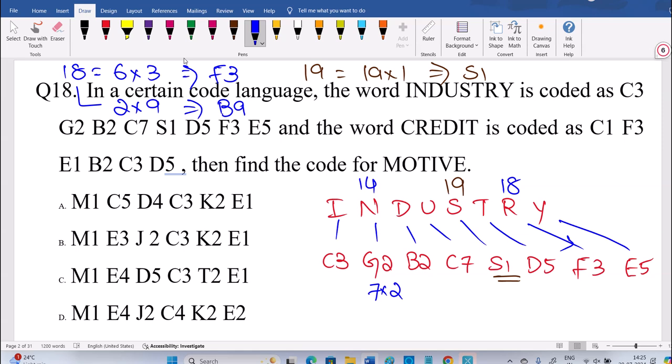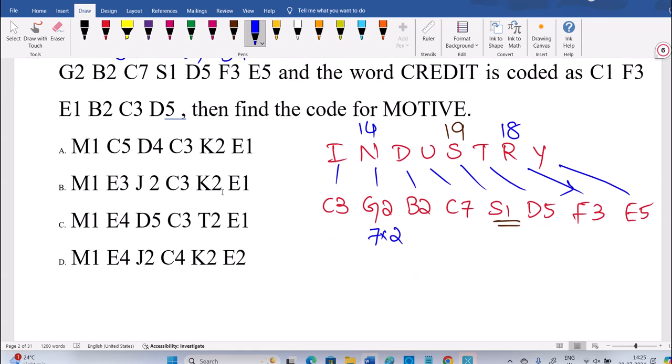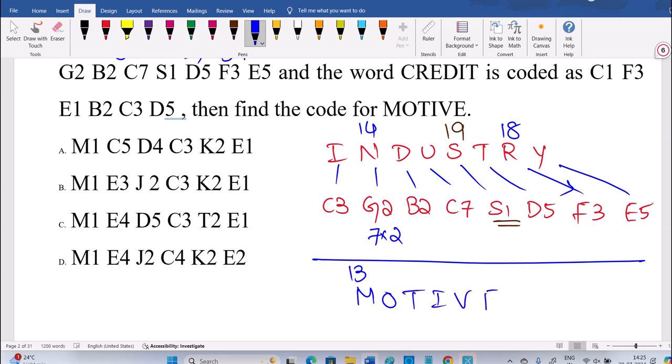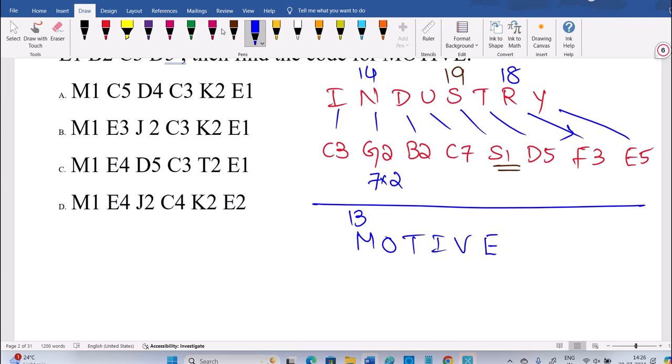Now for MOTIVE they are asking the question, right? M is a prime number. M value is how much? 13, a prime number. There is no option. You must and should write that as M1 only. Okay. What about E? E value is 5. It's also a prime number. You should write only E1. So option D is eliminated.